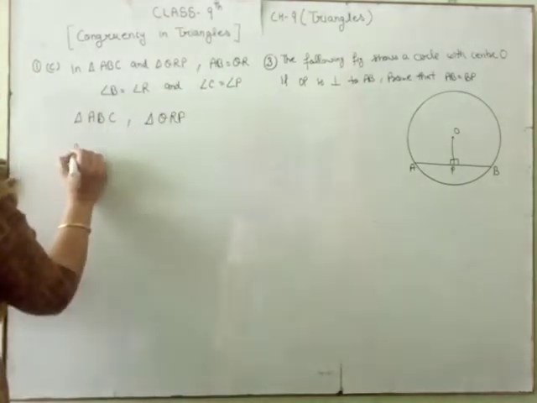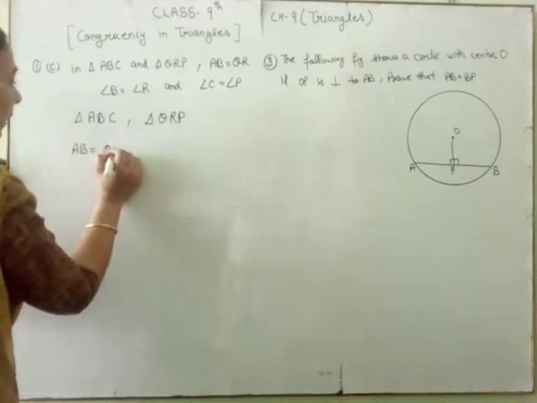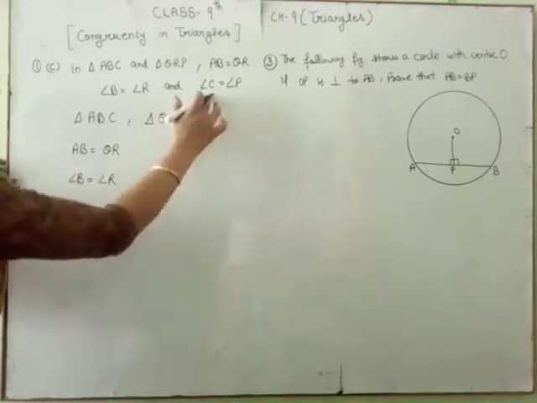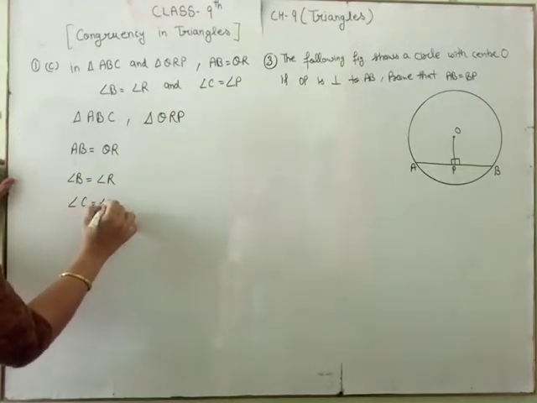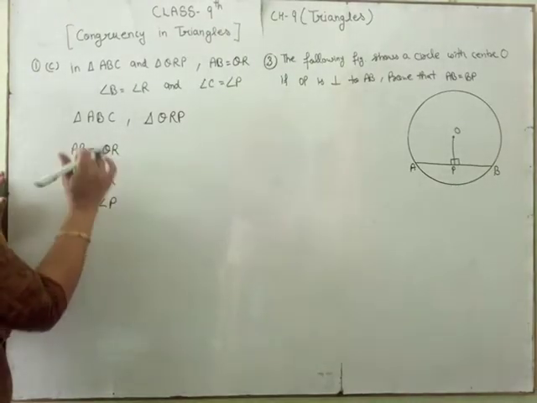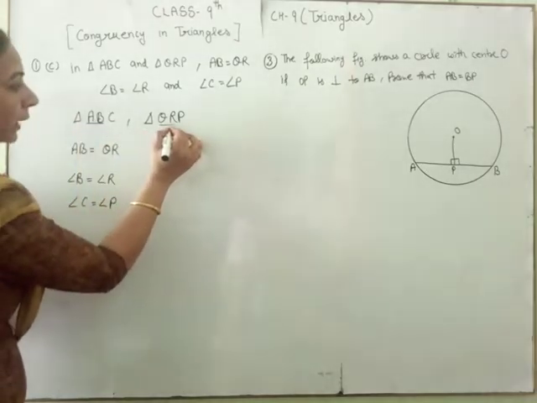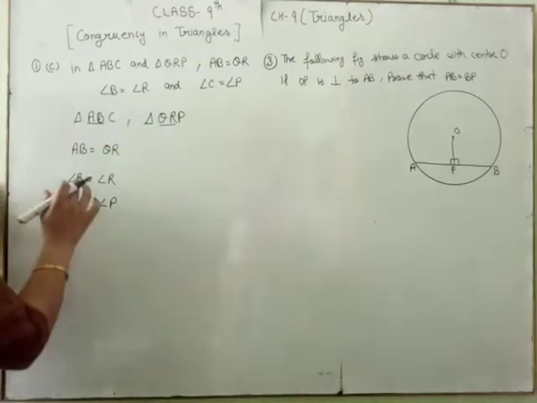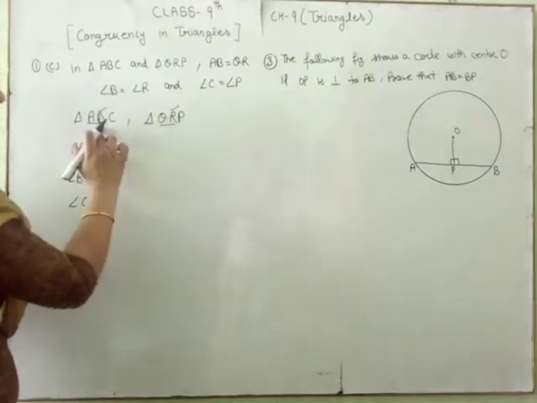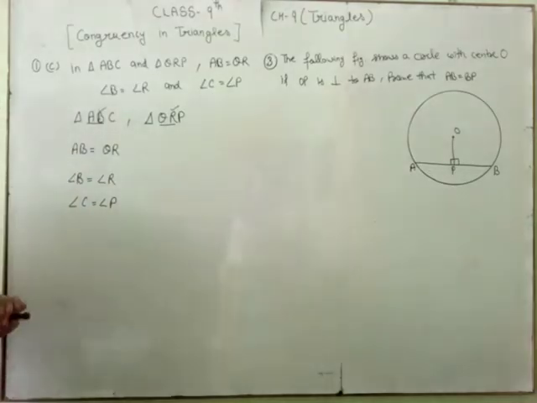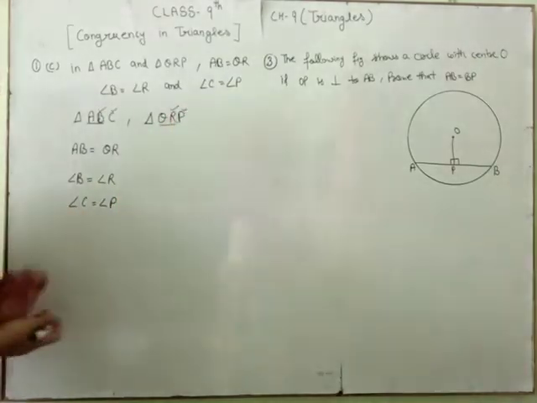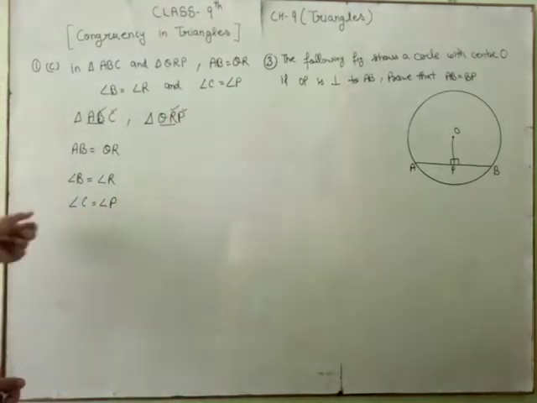First is given AB equal to QR. Second is given angle B equal to angle R. And third is given angle C equal to angle P. Okay, let me check. First, AB equal to QR. This is given. Again, angle B equal to angle R. Angle B, this is the middle angle, angle B equal to angle R. It is also right. Angle C equal to angle P. This is also right. There are two angles and one side.